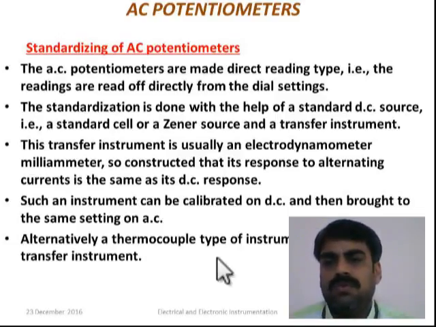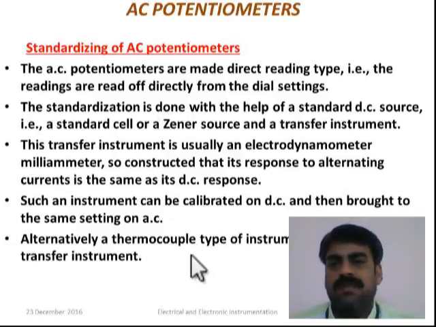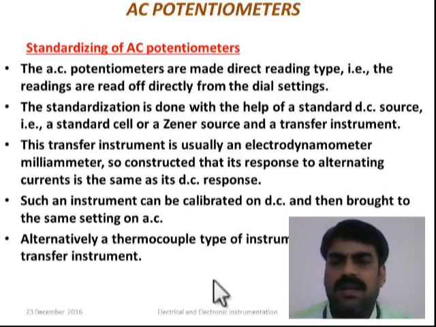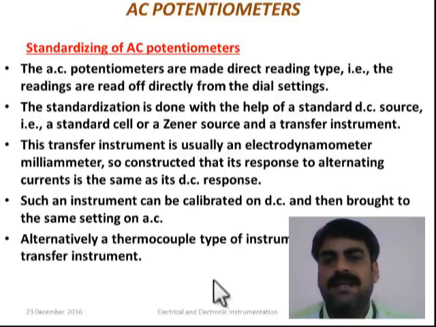So what do we do when we standardize the AC potentiometer? AC potentiometers are made direct reading type, that is, readings are read off directly from the dial settings. Like the DC potentiometer, the standardization is done with the help of a standard DC source, that is a standard cell or Zener source, and a transfer instrument. Already I have mentioned that.